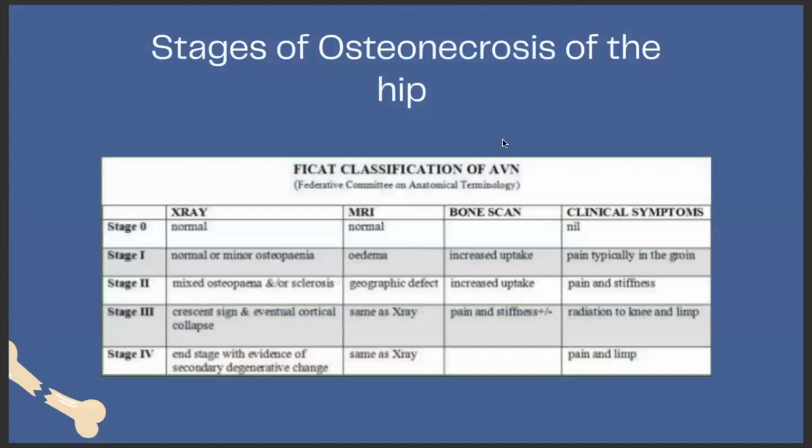Here is just the staging of osteonecrosis. There's 0 to 4, 0 being normal. Really, about stage 3 is when we begin to see that crescent sign that we talk about when we're looking at x-rays. But if you look at the clinical symptoms, on stage 1, they have just typical pain in the groin, then it's pain and stiffness. And as you can see, the worse the condition gets, the more noticeable the symptoms become. So that's why it's pretty important to pay attention to the early signs so that we can prevent it from progressing.